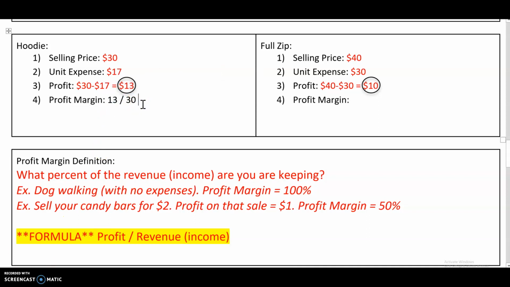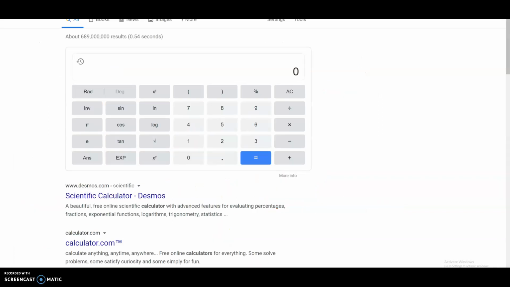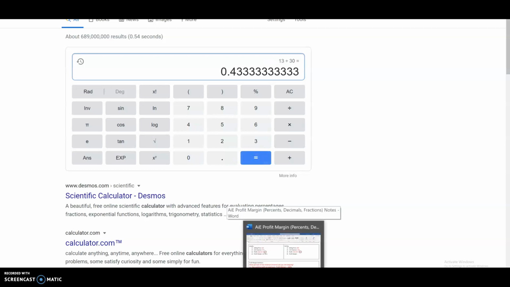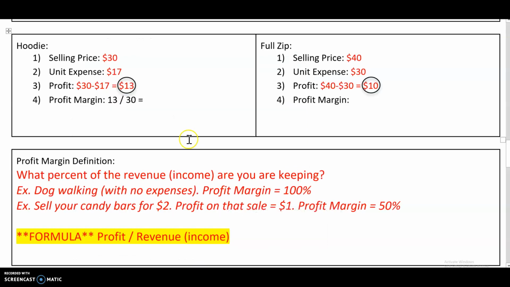Okay, but you're probably wondering, Miss Mancini, I thought profit margin was percent, like 100% or 50%. Well, any fraction can be converted to a percent, and I'll show you how to do that. I write this as a fraction as 13 over 30. It's really 13 divided by 30. So we can plug that into our calculator. 13 divided by 30, or 13 over 30. And then it gives you this decimal, which is 0.433333. I'm just going to translate that into 0.43.